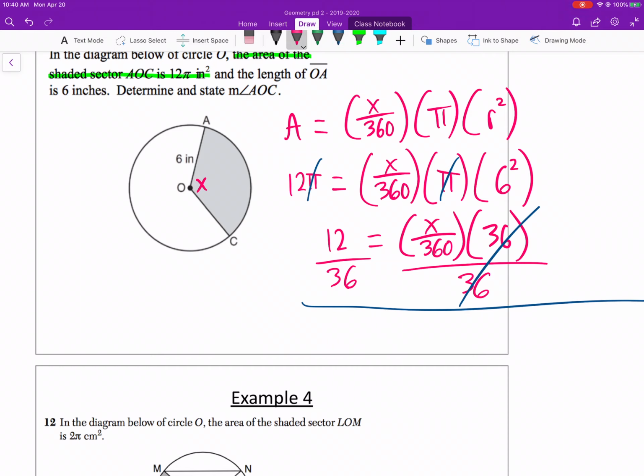Now 12 over 36 comes to some crazy decimal. It's 0.3 repeating, and that would be weird to write out. So you can just leave that as 12 over 36. And now that's equal to x over 360. Now this is just a proportion, just like if we were doing similar triangles. We cross multiply.